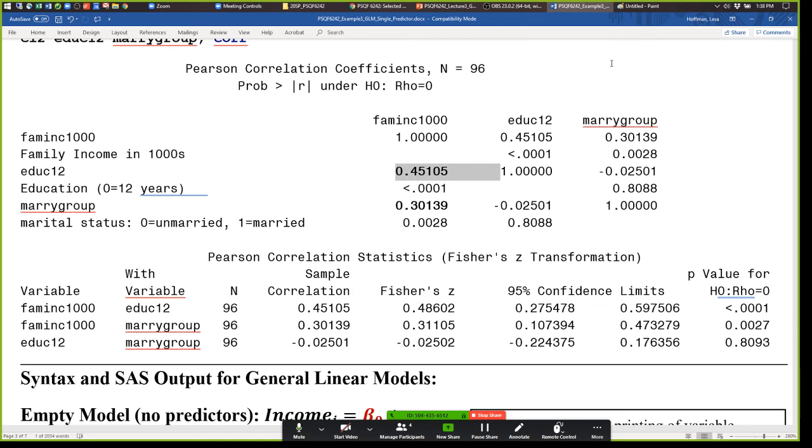Would this number be any different if I put in uncentered education, the original one? If I put in original education instead of education minus 12, would that Pearson correlation effect size number right there be any different? It was a linear transformation of education. So no, that's correct.